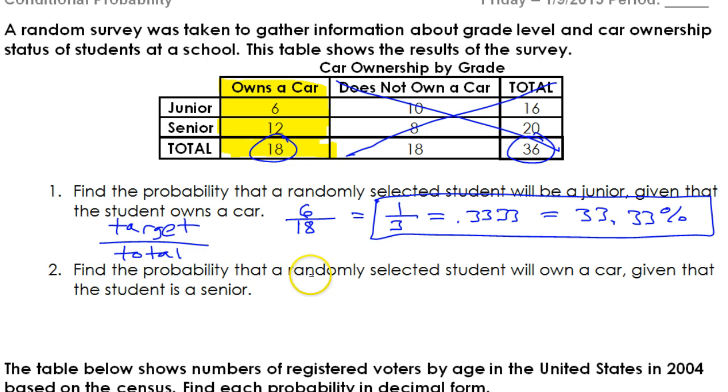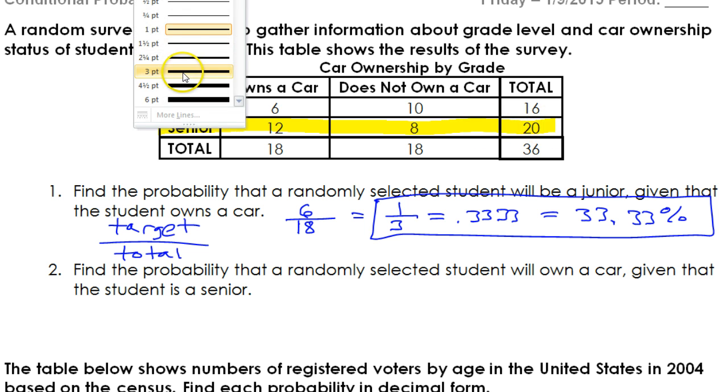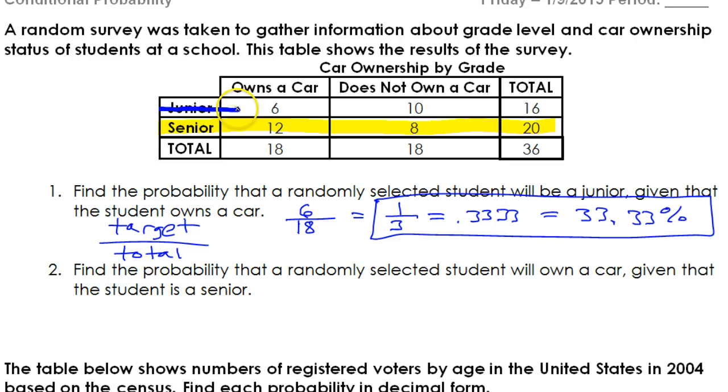Find the probability that a randomly selected student will own a car, given that the student is a senior. Okay, so guess what? The student is a senior. That's a fact. So we are only going to look at this part of the chart. Alright, nothing else matters anymore. Okay, student is not a junior, so just cross that out. So we don't have to worry about totals that involve juniors.